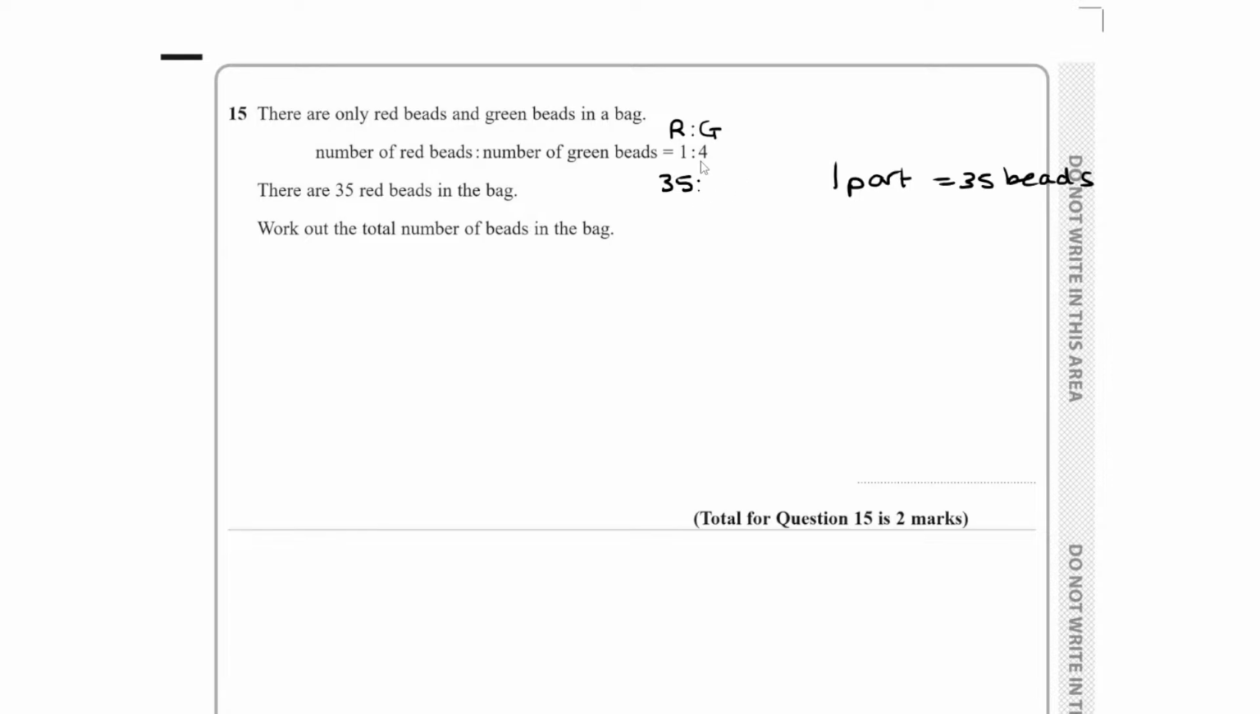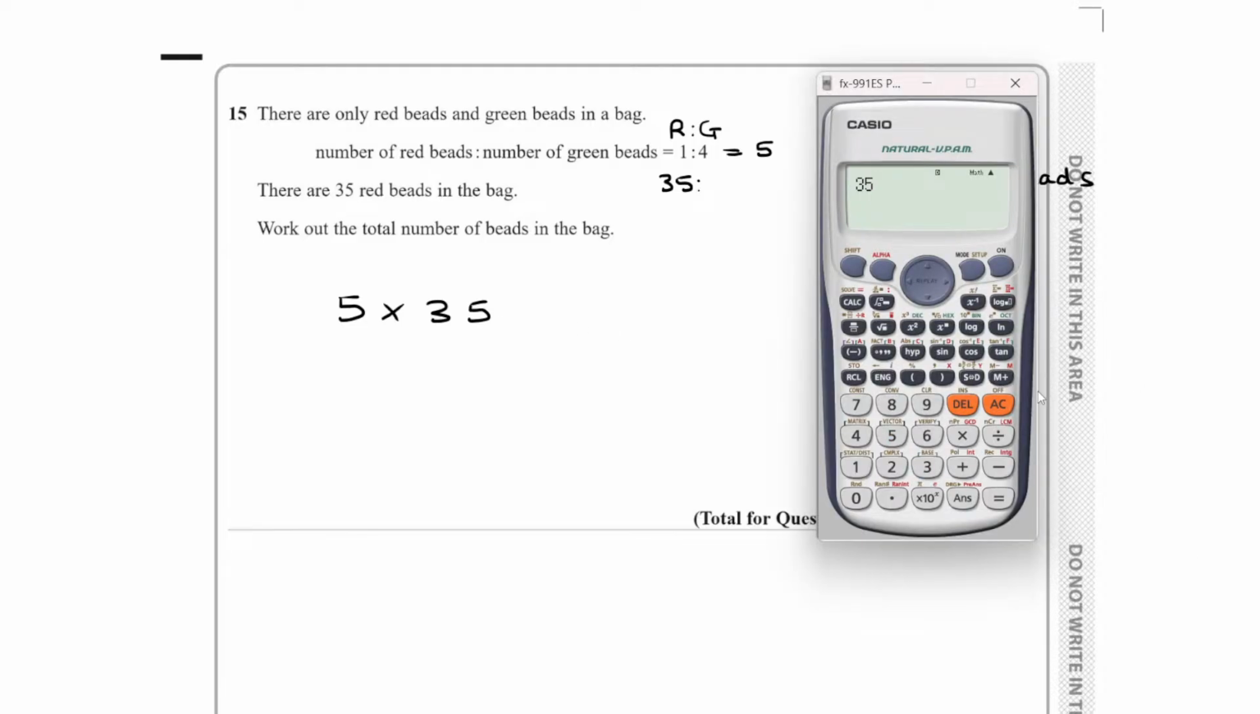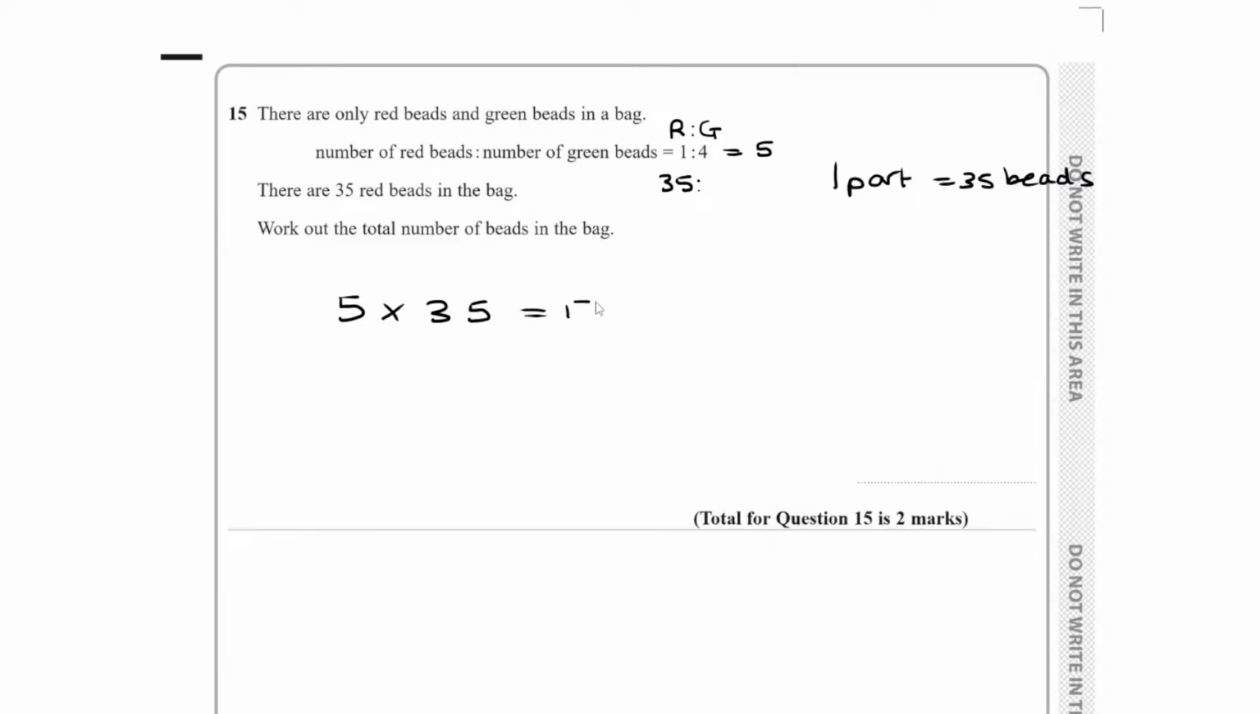There's two ways you could do this. You could work out green and then add them together, or you could just work out all of them. In total, of red and green, there are 5 parts. So if one part is 35 beads, I could just work out 5 parts by timesing 35 by 5. You should get 175, and that's the red and the green together. You could work out green on its own, but you don't technically have to. As long as you get 175 in the end, that's okay.